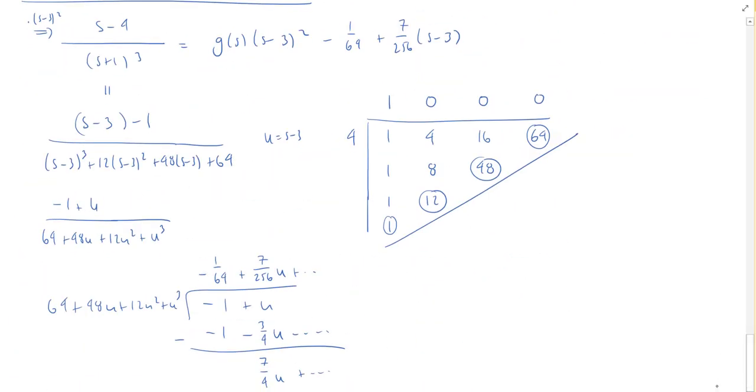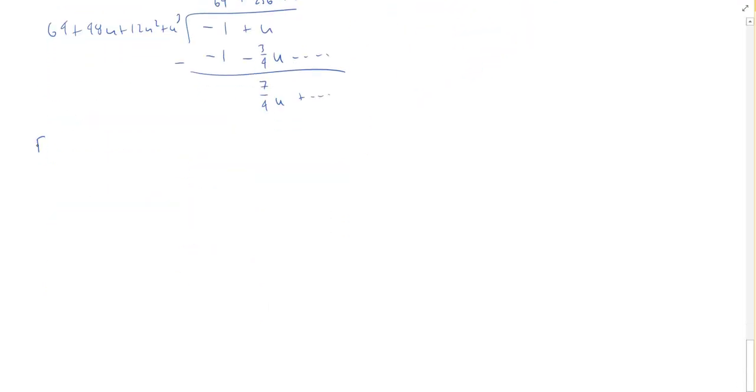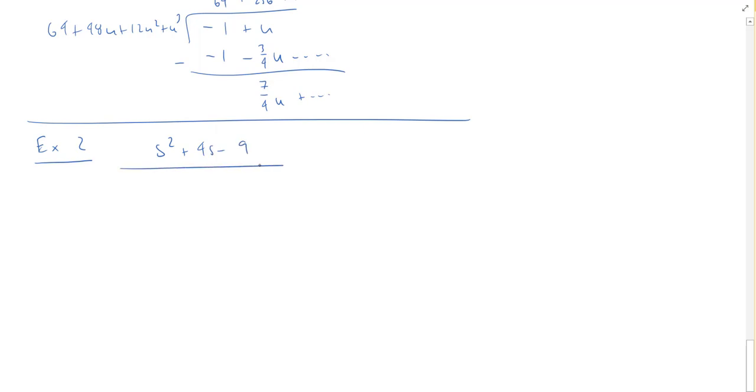So let's do example 2. We're going to have s squared plus 4s minus 9, and we're going to divide by, well, we'll use the same (s+1)^3, but now we'll have an irreducible quadratic, s squared plus 2s plus 7. All right, so we know for partial fractions that this should split up as some constant over (s+1)^3 plus a constant over (s+1)^2 plus a constant over (s+1).